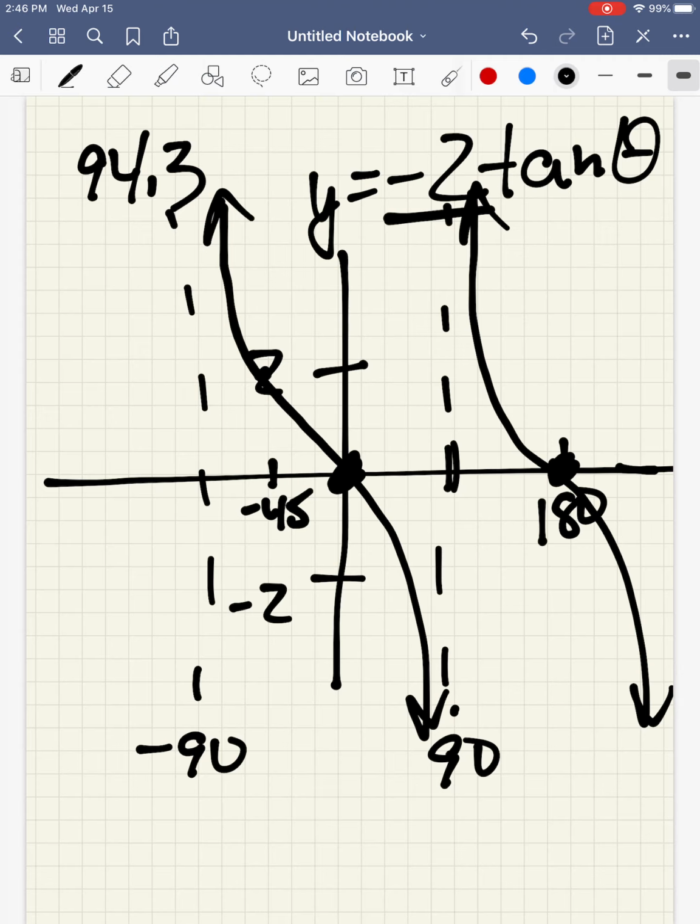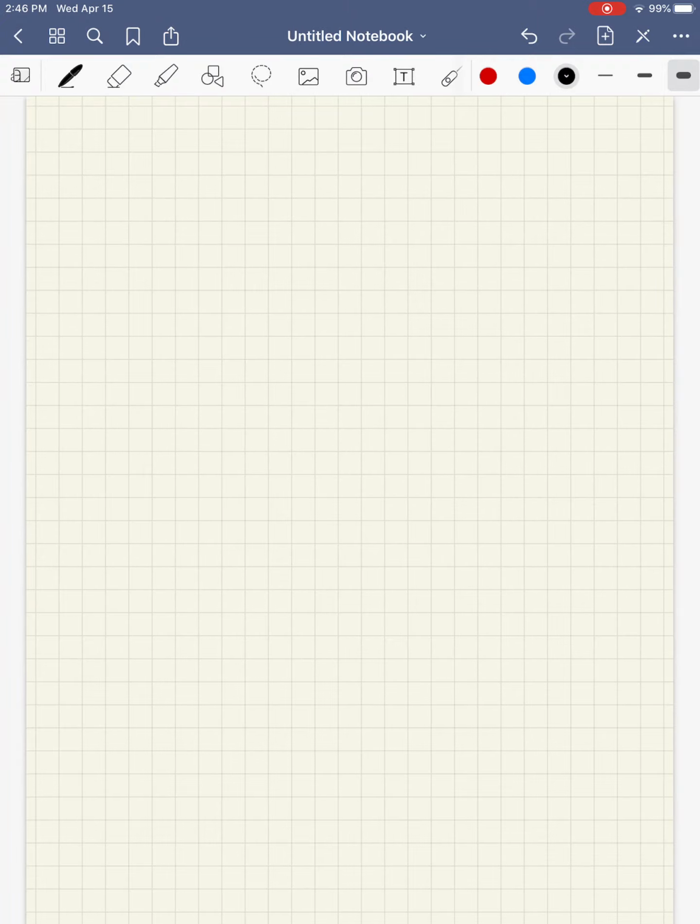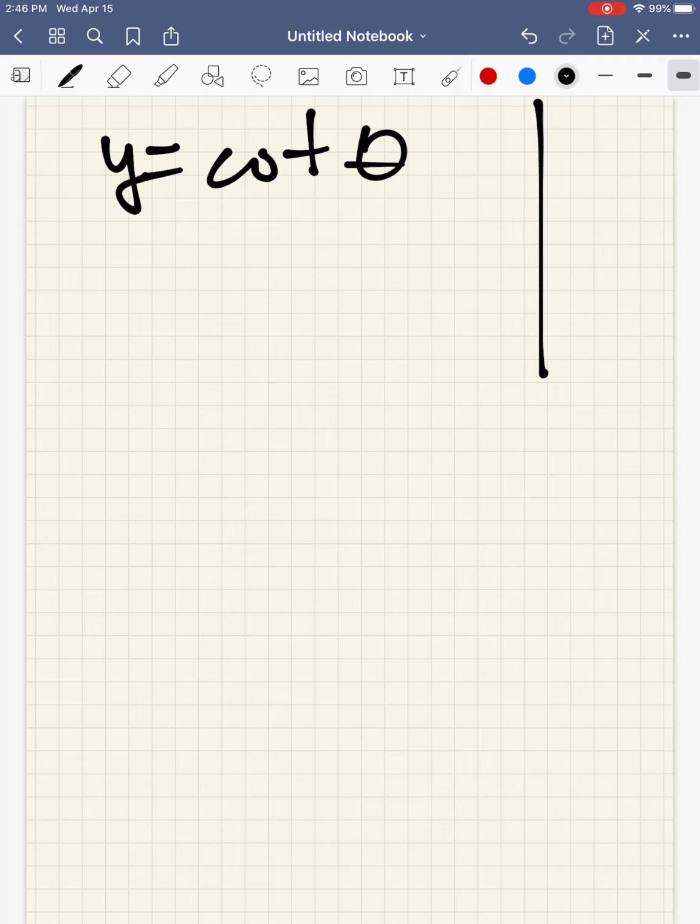Okay? Now, keep that in mind because there's one other graph I need to show you, and that's for cotangent. Okay? Look, just think about the graph of negative tangent. It decreases from left to right, but it goes through 0, 0. The last one we're going to do is y equals cotan of theta. And I want you to think of the quadrantal angles.